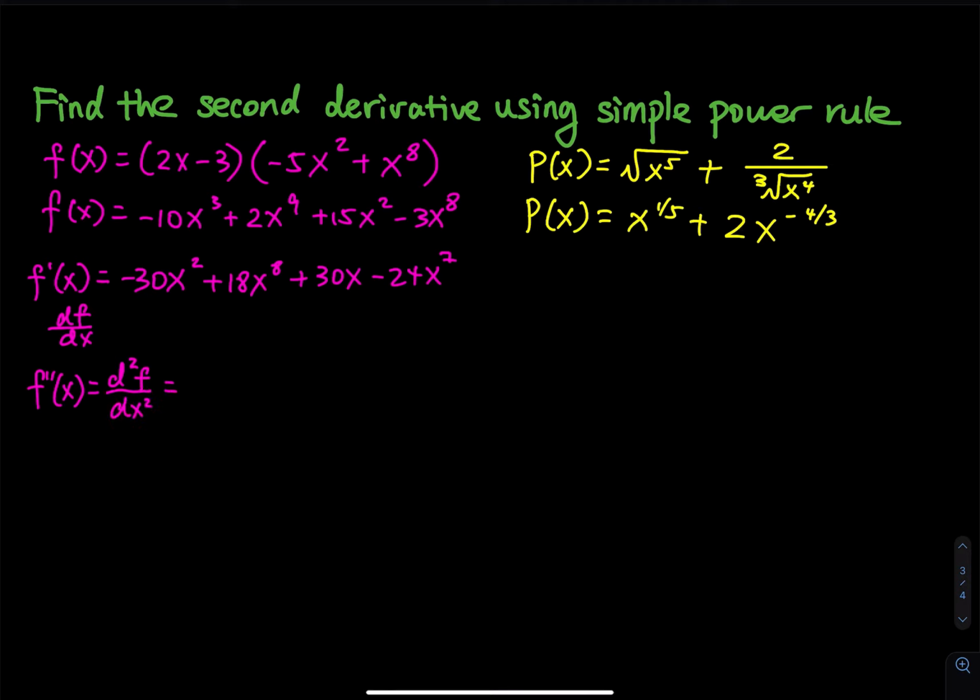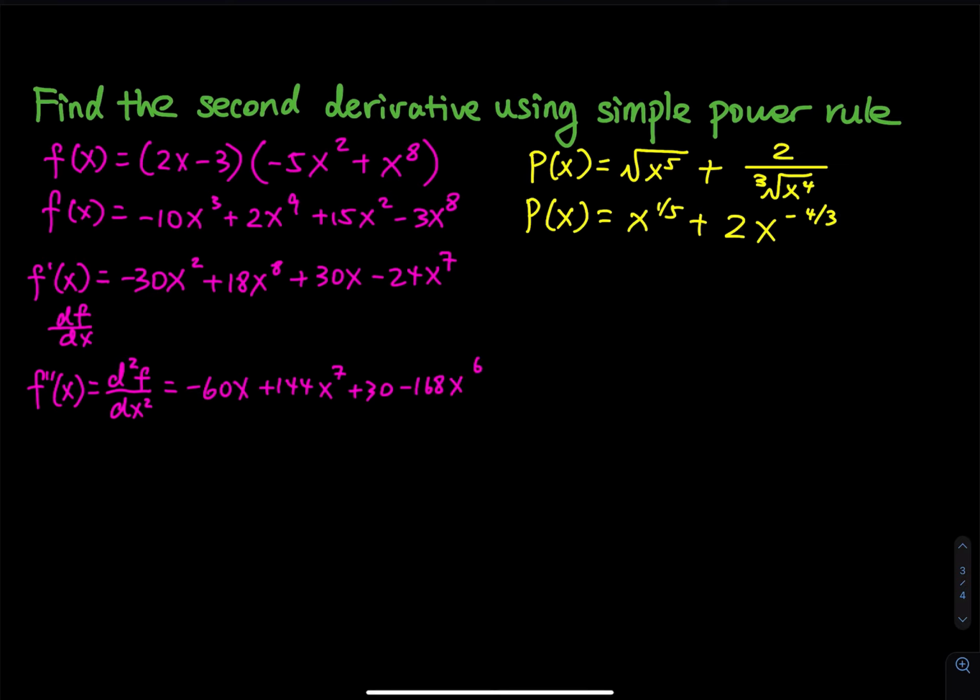You bring the 2 down, so that is negative 60x. Bring the 8 down, 18 times 8, that is 144, and then x to the 7. And then the derivative of 30x is just 30. And then you bring the 7 down: negative 24 times 7 is negative 168, and then x to the 6th power.